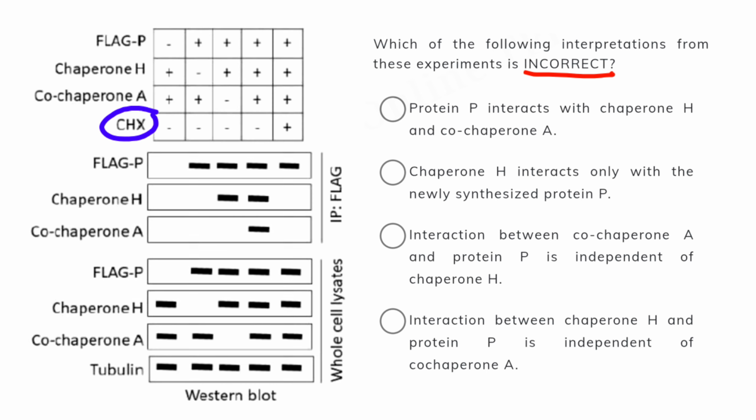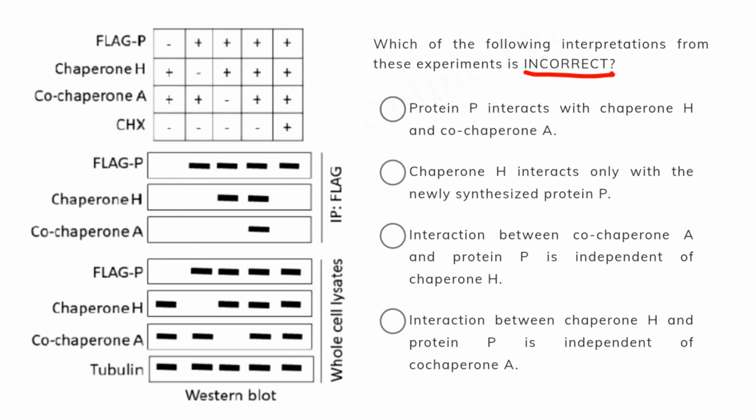Chaperone H is present in lanes 1, 3, 4 and 5. In the first lane, there is no protein P, so the band for chaperone H is not visible. In the third and fourth lane, the band is visible, but there is no band in the last lane. From this, we can understand that the band for chaperone H is visible only in the absence of cycloheximide, and if cycloheximide is present, no band is visible for it. This suggests that in lanes 3 and 4, cycloheximide is not present to inhibit protein synthesis and therefore the band is visible. In the fifth lane, cycloheximide is present and it inhibits protein synthesis, so no new protein P is formed and therefore no band is visible.